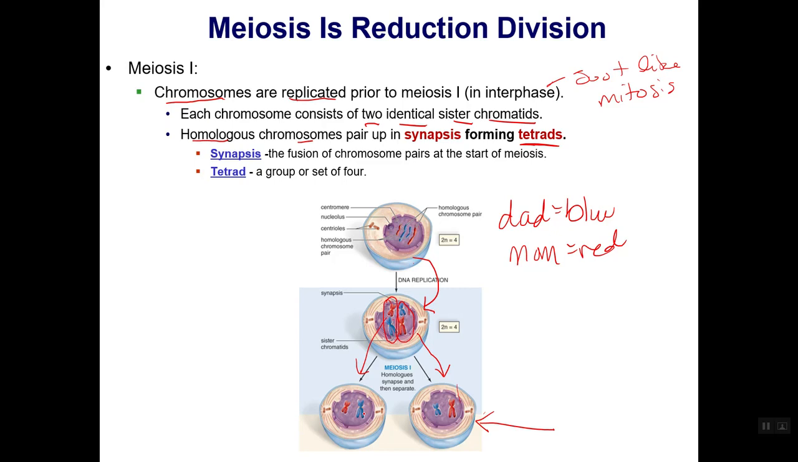So, because of that, we just reduced the chromosome number. We started off with a diploid number of 4. Now we have haploid cells. They have half the amount of chromosomes as our original cell did. So the next thing that's going to happen is meiosis 2.